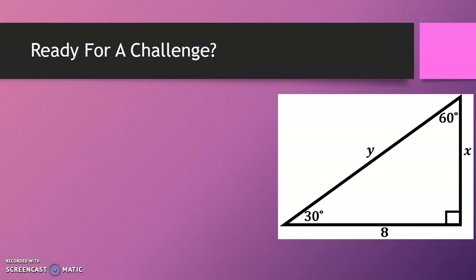Let's look at a challenge problem. So for this one, I have across from the 30 degrees is my x, across from 60 degrees is 8, and across from the 90-degree angle is my y. Again, I want to solve for x and y here.